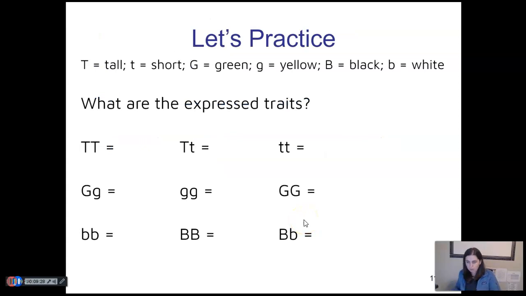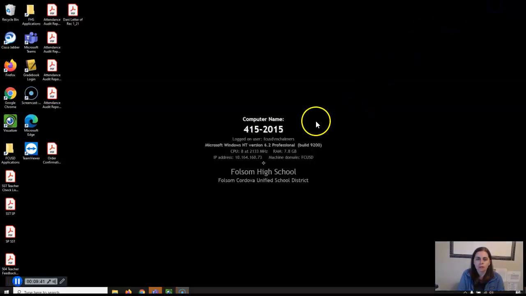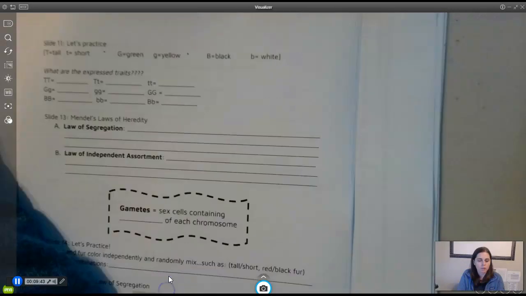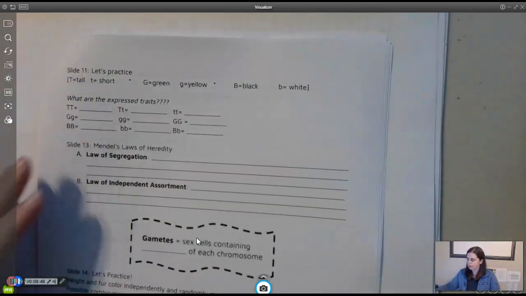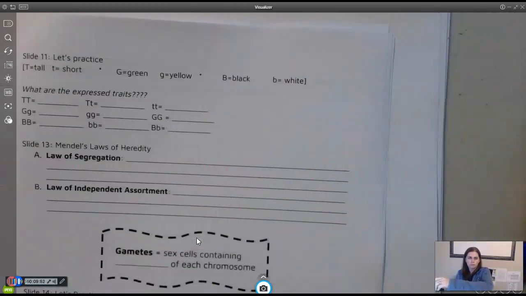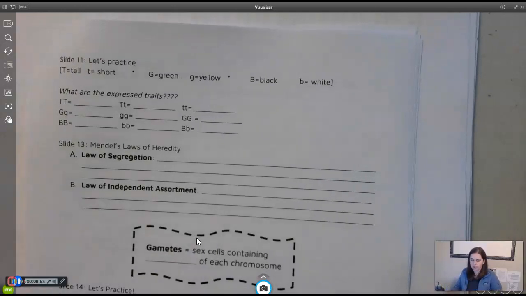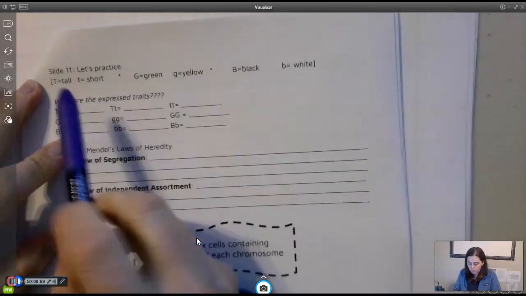So, let's do some practice on this, shall we? And I'm going to switch over to a document camera real quick so we can practice this. All right, on here, try to make it as straight as possible. I'm not always the best with this. I apologize in advance. Okay, so we have several traits.